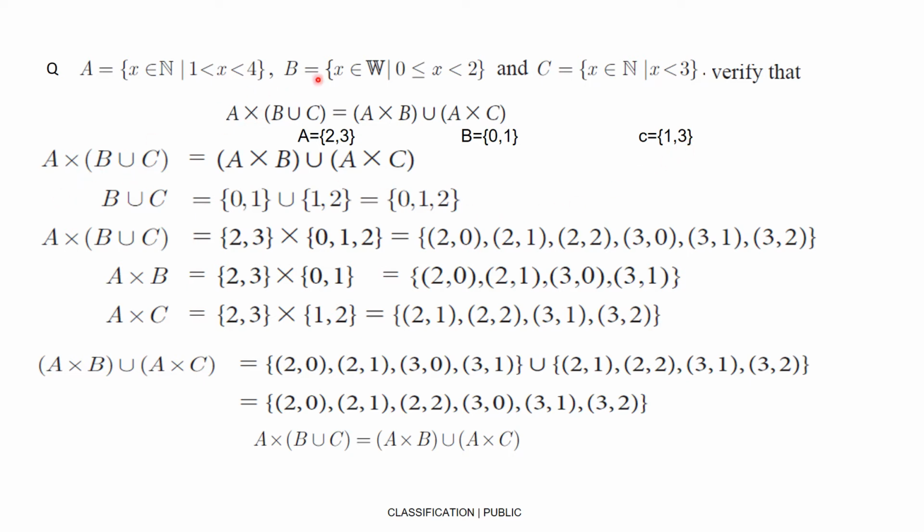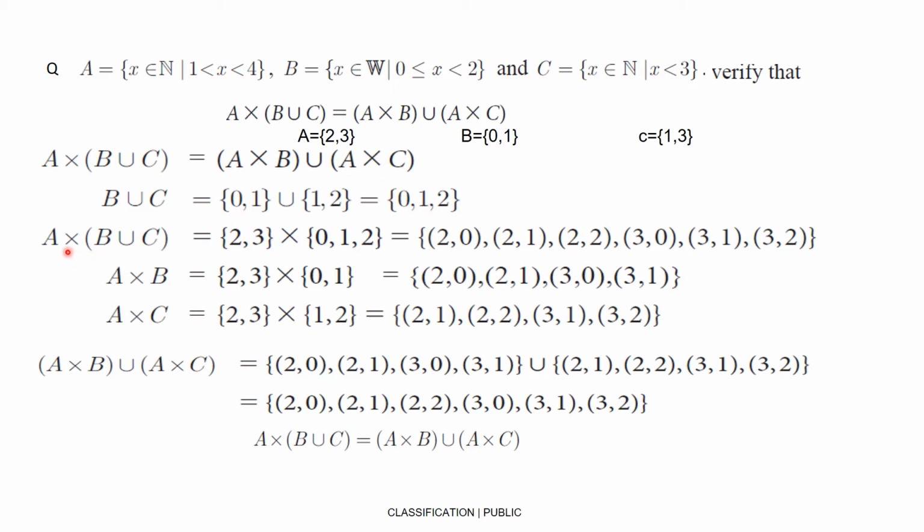So first you write the question: A cross (B union C) equals (A cross B) union (A cross C). First we find the LHS, B union C. Already you know that in a union of sets {0, 1} union {1, 2}, you don't repeat the same number, you write it once only. So {0, 1, 2}.